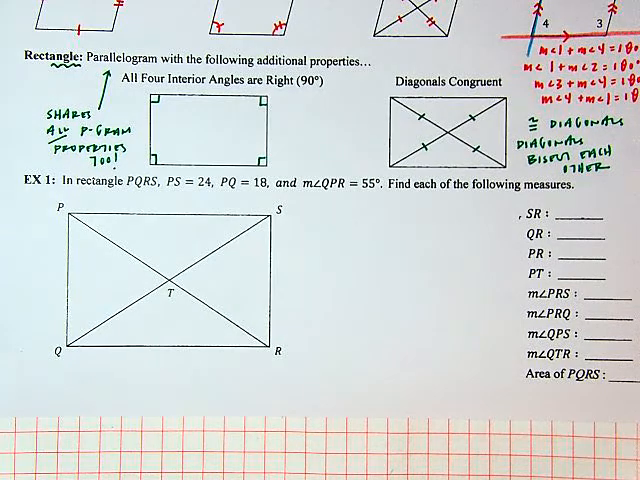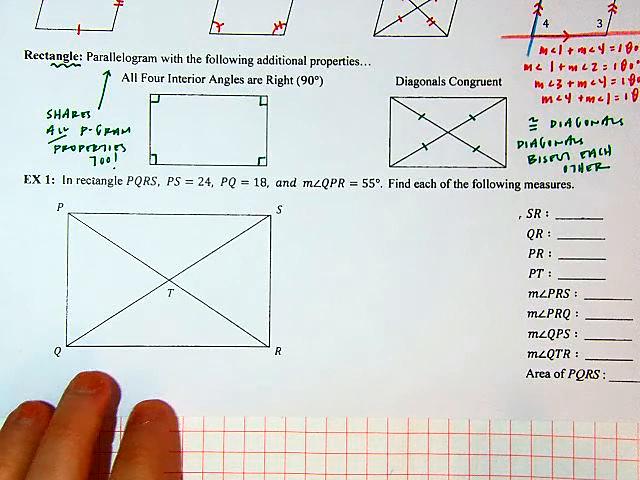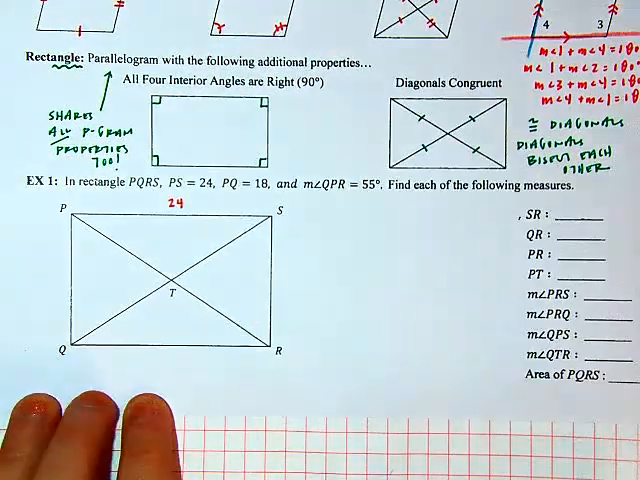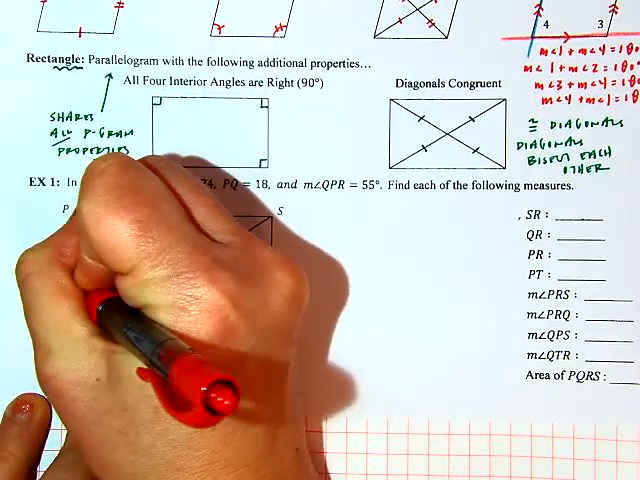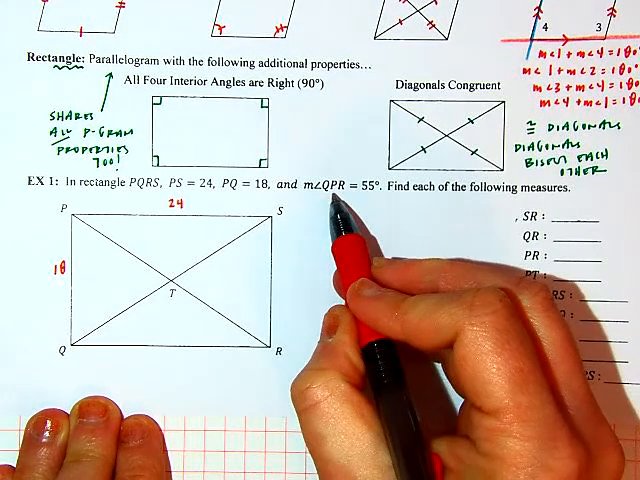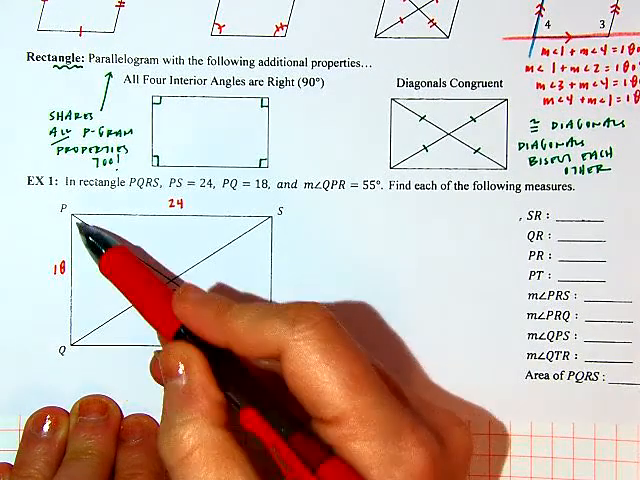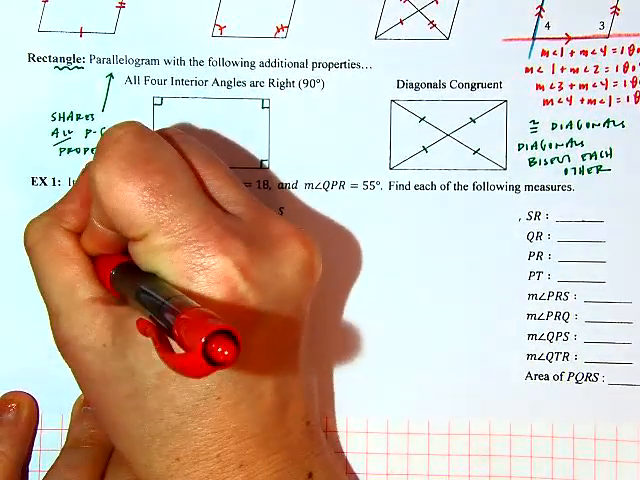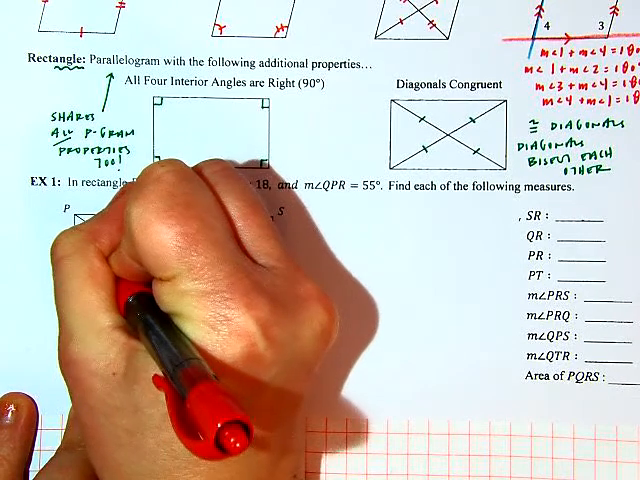All right, so now we have one of my quadrilateral puzzles. This one has to do with a rectangle. I'm going to mark all of my givens in red. So I'm being told first that PS is 24, PQ is 18, the measure of QPR, so P right there is the vertex, QPR right here, that is given to me as 55 degrees.